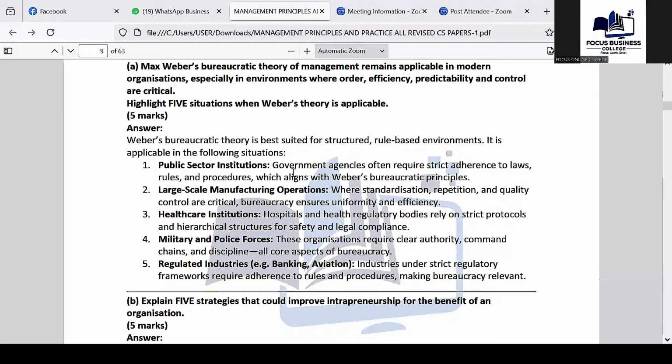Maybe the way the answers are structured could be the issue. Now, if you look at the introduction part, look at how I've introduced the answer: that Weber's rule theory is best suited for structured, rule-based environments and is applicable in the following situations. The first situation was in the public sector. If you're in the public sector, whether county government or national government, basically you apply the rules. In large scale manufacturing, you see, the answers look a little bit, I don't know, there's an aspect of non-clarity, but if you look at how I've introduced them, I've talked about the situations that can happen.